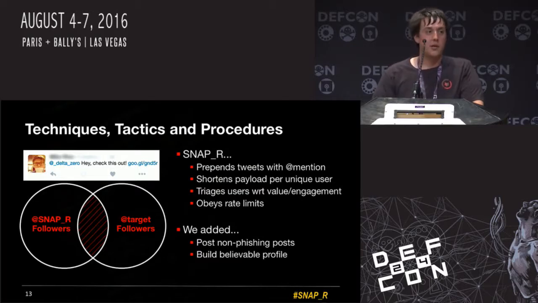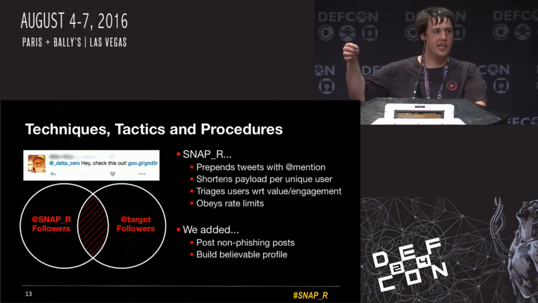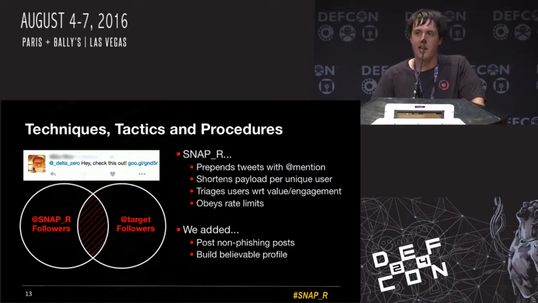Some things that aren't built into the tool but are very, very useful. First off, Twitter's actually pretty good: if every single post of yours has a link in it, they're good at finding that and shutting you down. So one of the things we recommend is to post a couple of non-phishing posts in there, or get ready to make a lot of accounts. And another thing is, if you yourself, the bot, have an egg profile, nobody's going to click on your links, because obviously they like to see believable profiles before they click links.